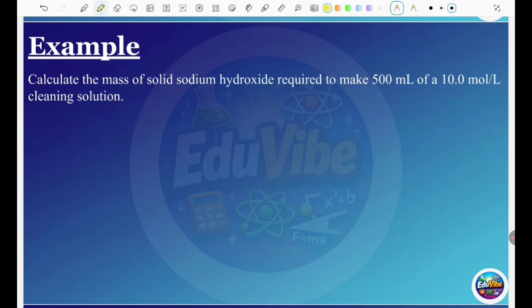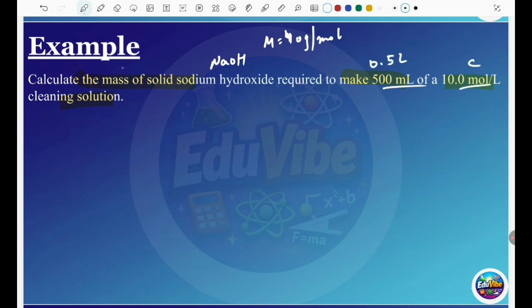Then you also did some calculation questions in your lab, so you have that type of calculation question. How can you find this? You have to find the mass of sodium hydroxide required to make 500 mL of a 10.0 moles per liter cleaning solution. We have to find the mass for sodium hydroxide, which is NaOH. The molar mass is about 40 grams per mole. For 500 mL you have 0.5 liters, and this is the concentration given. You have to find the mass.